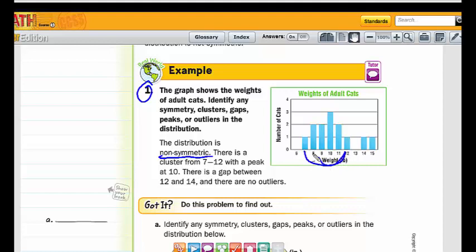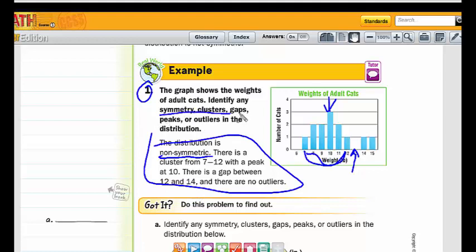The data is pretty tightly packed from here to here, and there is a peak at 10. The next thing we could mention is that there is a gap in the data right here from 12 to 14, and then lastly there are no outliers. And that's really all you need to do with these problems. Remember to write these specific things down so that you make sure you cover all of them. Please press pause and do letter A.